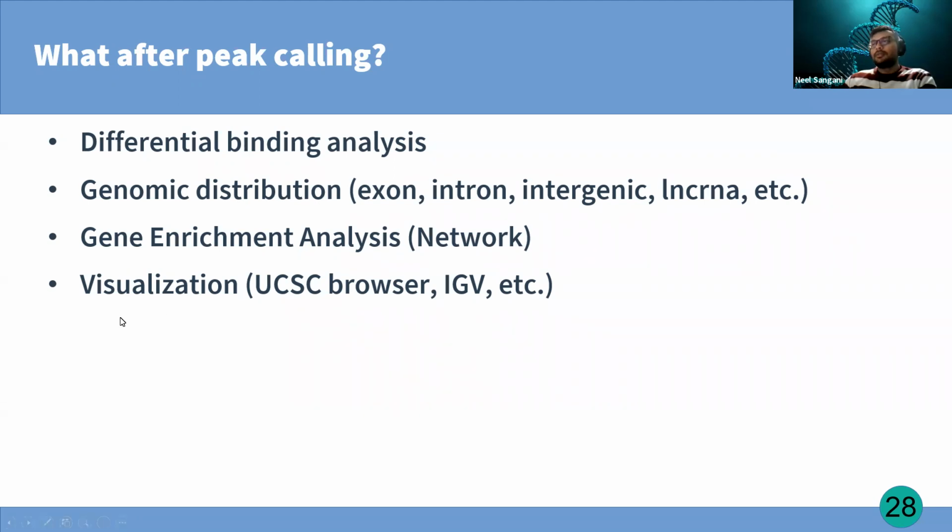Another thing we will do is visualization. So we will want to understand how the treated sample is showing different expression compared to the control sample, the normal sample, right? And what genes are showing different expression compared to the normal sample. And that can be done using visualization from the UCSC browser and IGV.